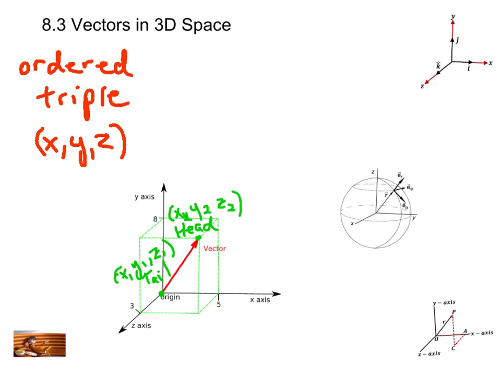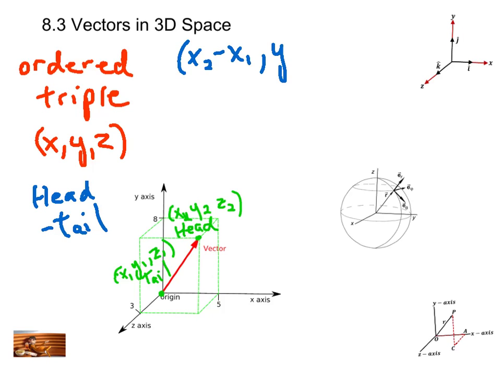The way we label that vector, let me write this down. This was in your notes from the other day: it's head minus tail. You subtract the x values from the x, y, z values from the head first. So it's going to look like this: x2 minus x1, comma, y2 minus y1, comma, z2 minus z1. The other day it was just xy, but now it's xyz. So you just expand it into the z values, that's all.